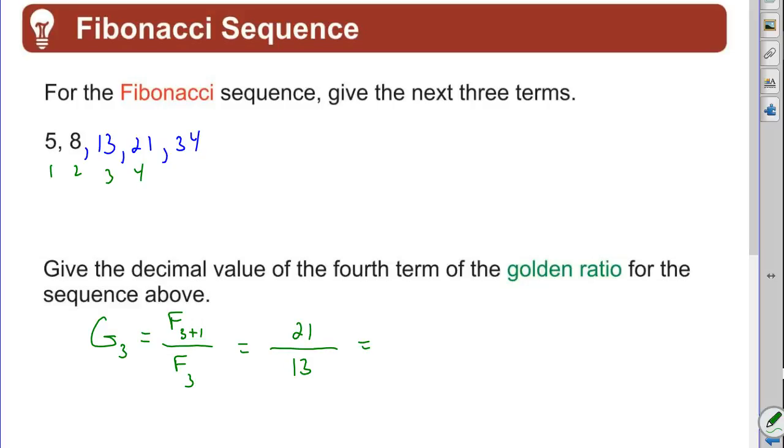If we wanted it in decimal form, I'm going to take the 21 divided by 13. I get 1.615. 1.615, the golden ratio.